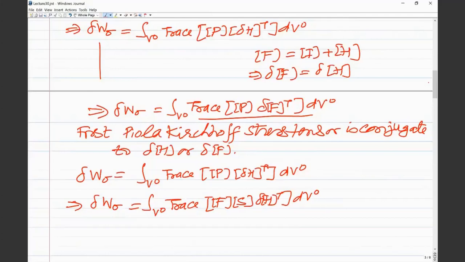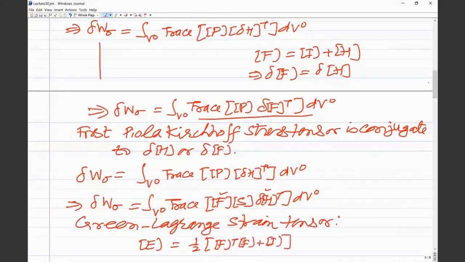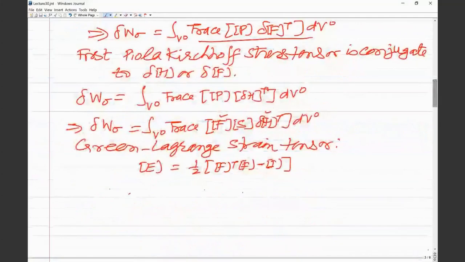Because we have used the second Piola-Kirchhoff stress tensor, and right now in the expression F is also there, delta H is also there, we want to bring in a single quantity, and that is the variation of the Green-Lagrange strain tensor. If you remember, we have defined the Green-Lagrange strain tensor as E equal to half of F transpose into F minus I, not plus, I'm sorry, minus I.